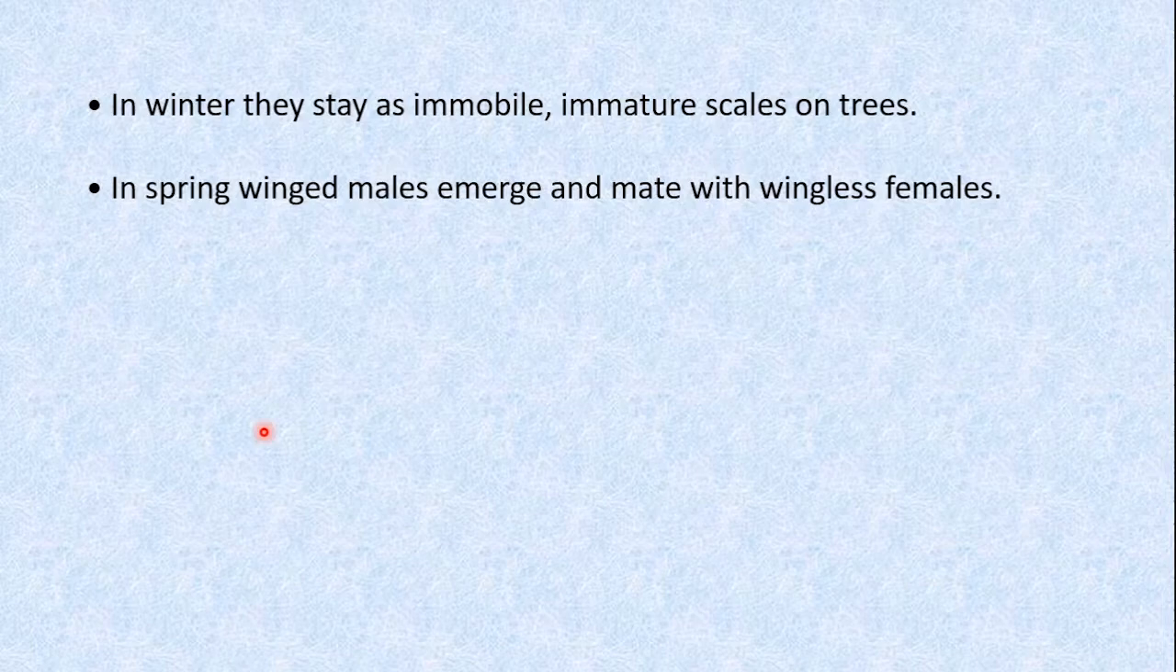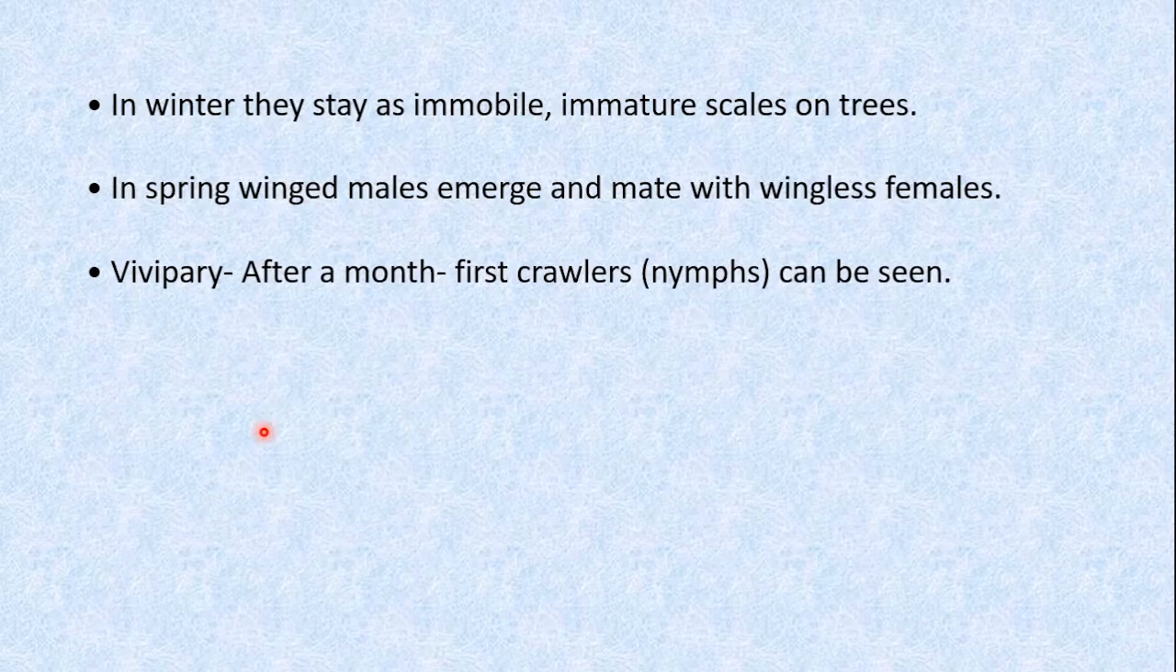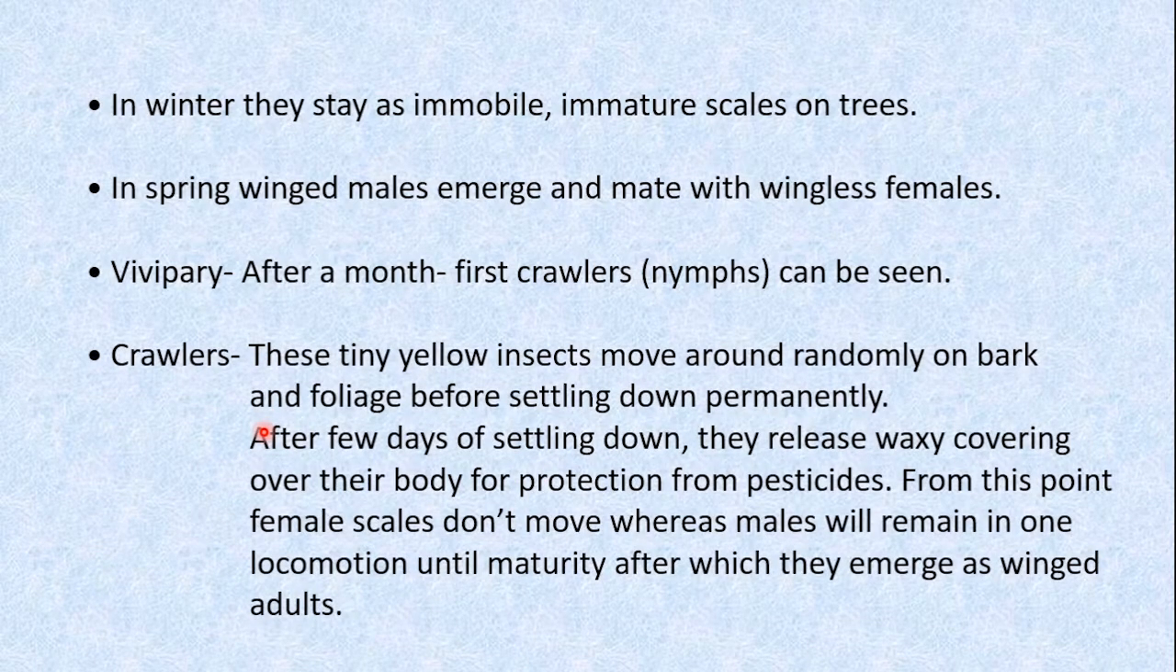Male are winged and they start flight to get to the females for their mating, and after mating female shows viviparity, and after a month the first crawlers can be seen. Now, as I explained earlier, the crawlers are the tiny yellow insects which move around randomly before their permanent settlement, and after a few days of settling down they release the waxy covering over their body for the protection from pesticides.